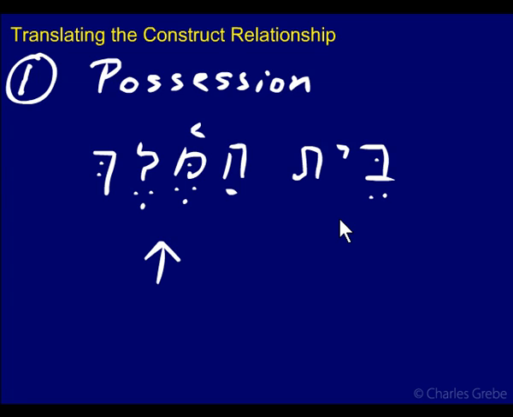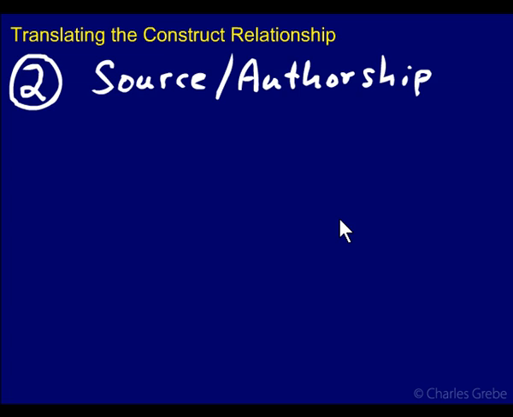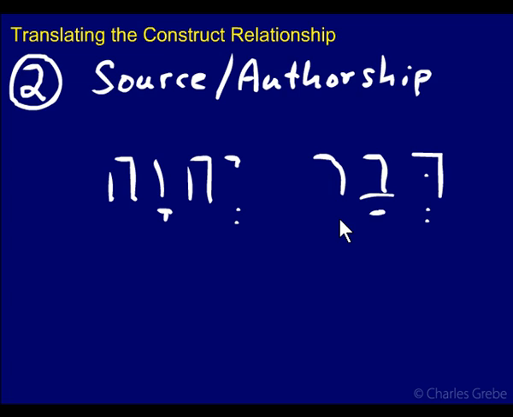Okay, let's look at another possibility. We also have something called source or authorship. And here, well, let me bring up the examples before I talk about it. We have Devar Adonai, the word of the Lord. Literal translation, using of. But it's not that the Lord owns or possesses the word. In a sense he does. But really a more accurate description of this relationship is that he is the source or the author of the word. He's saying it, or he's causing it to be said through a prophet. So it's more like the word from the Lord.